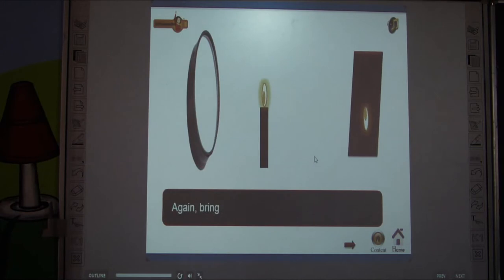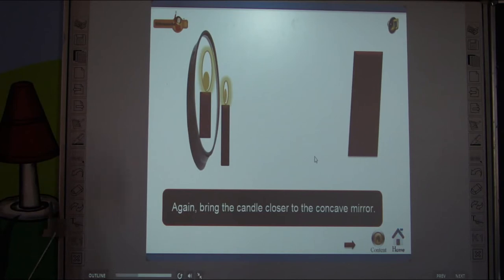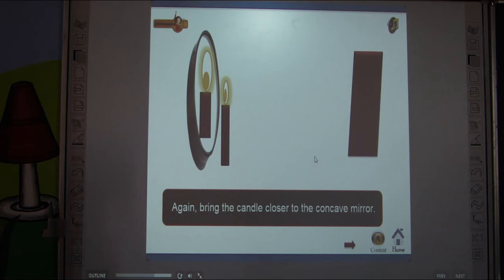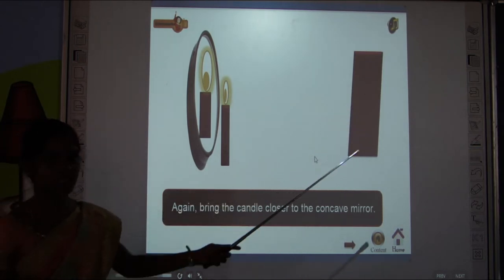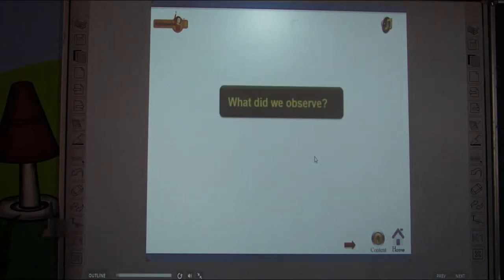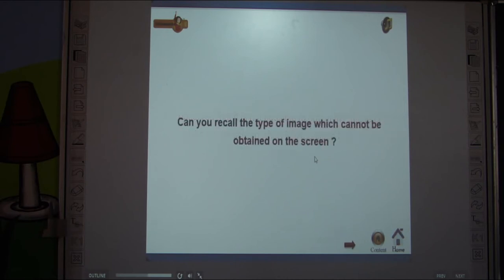Again bring the candle closer to the concave mirror. This is the fourth case. Now we are bringing the candle closer to the concave mirror. Is there any image we can obtain on the screen? No, we can't see any image. So what did we observe? In this case, we observe that it is not possible to obtain the image of the candle on the screen when it is too close to the concave mirror.